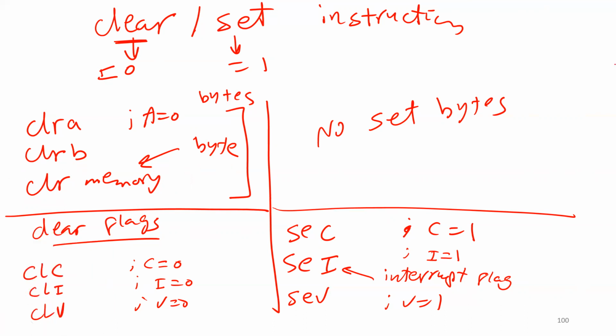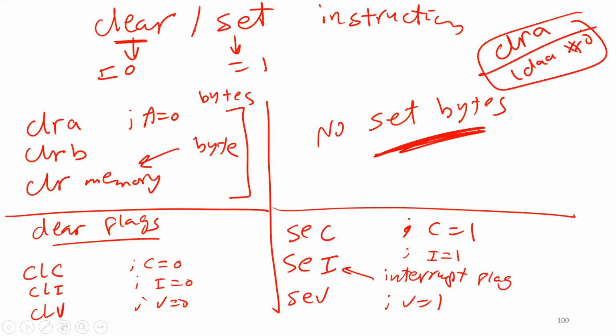So we don't have a set instruction for bytes. Someone can tell me, now I can clear A using two ways. I can say clear A, or I can say load A with number 0. Both of them should be okay.